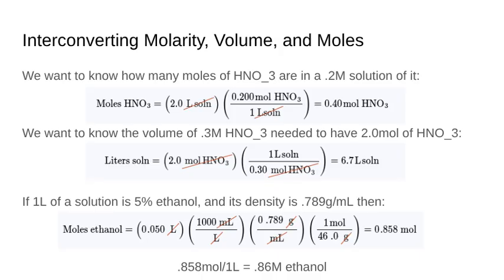Then we can also do things like if we have 1 liter of a solution that's 5% ethanol, and we know the density of ethanol is 0.789 grams per milliliter, then we can do all sorts of dimensional analysis to figure out that the concentration is actually just 0.858 mole per 1 liter, which is 0.86 molar ethanol solution.